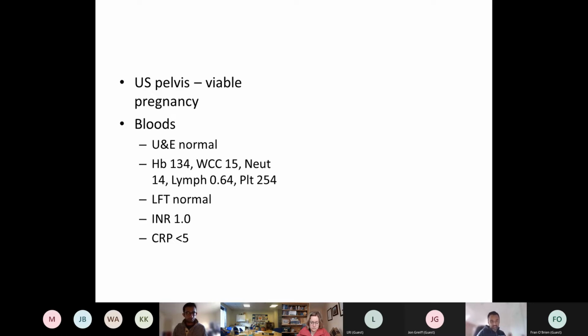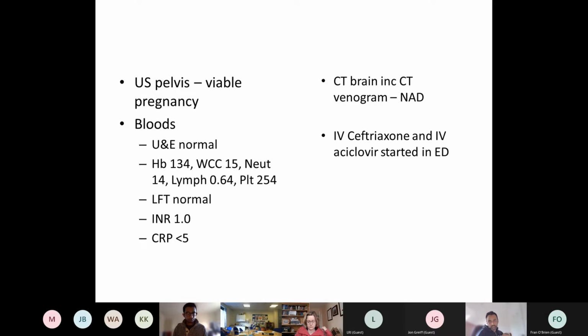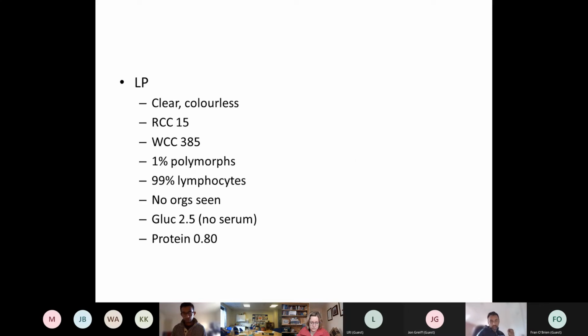These are the blood tests. So slightly raised white cell count and neutrophils. CRP less than 5. Other blood tests look okay. She has a CT brain, including a CT venogram, which I think is a reasonable thought in pregnancy, for venous sinus thrombosis. And again, she gets started on IV ceftriaxone and IV acyclovir in A&E, probably a standard thing for meningitis. The lumbar puncture is done.